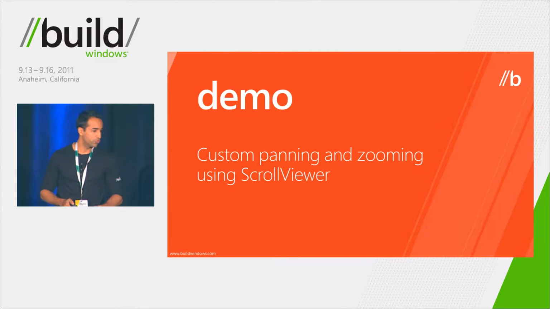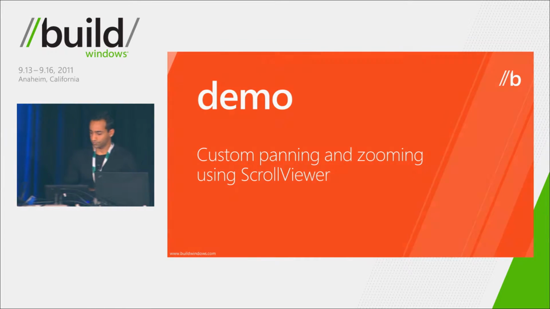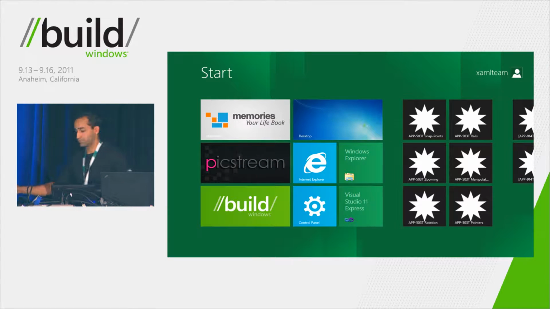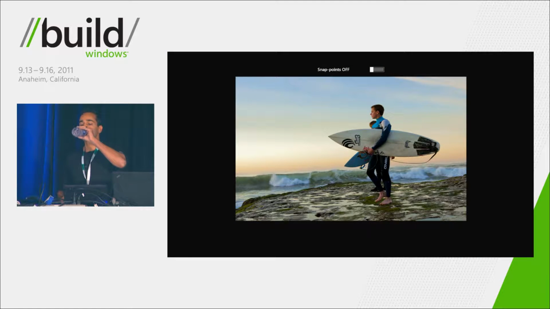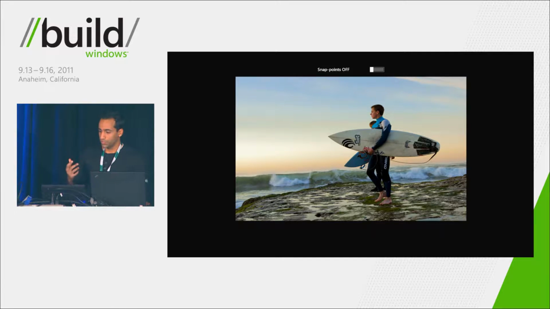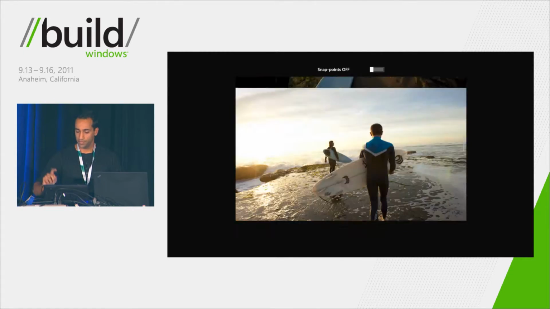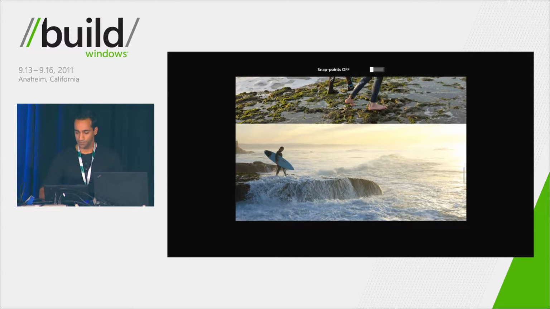So I'm going to show you a couple demos using the scroll viewer. So I'll switch back to the dock here. OK, so this first demo is about snap points. So the demo is basically a scroll viewer, and I have some images. As a user, I can slide my finger up and down and just look through the images.